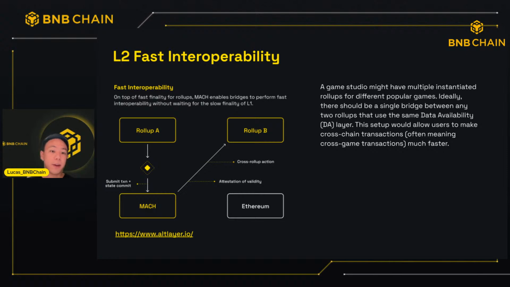With the Mach AVS, we have also enabled fast interoperability. Assuming you have two chains, rollup A and rollup B, and you want to cross data between these two rollups. In order to do so, you would need finality on Layer 1. But with our Mach system, you will be able to achieve finality on the consensus itself, allowing data exchange between the two rollups seamlessly.